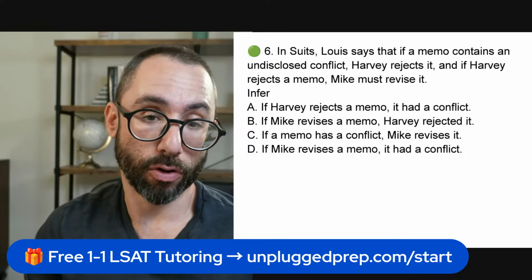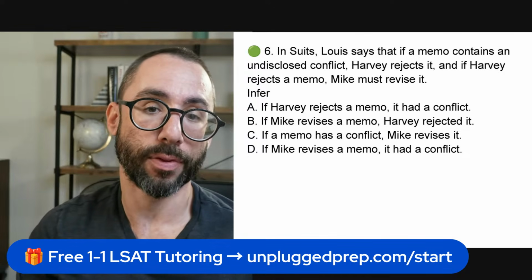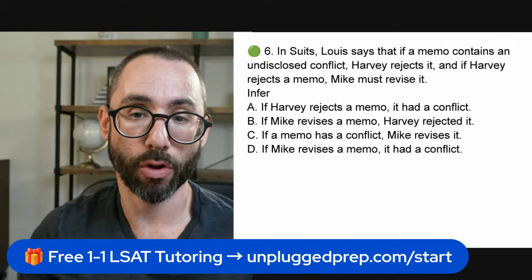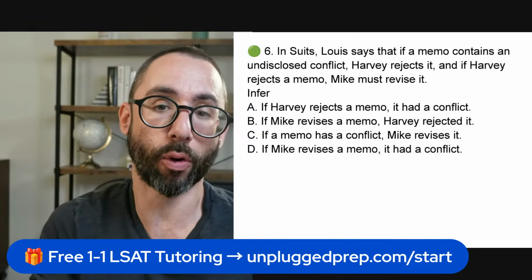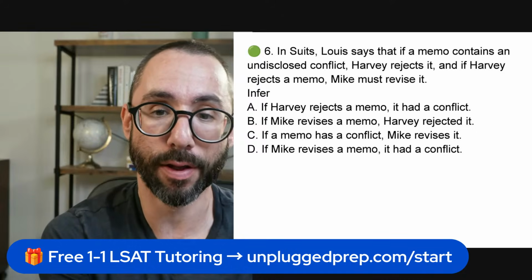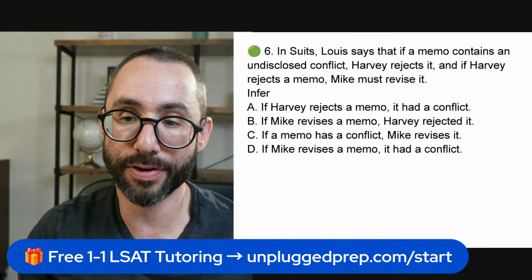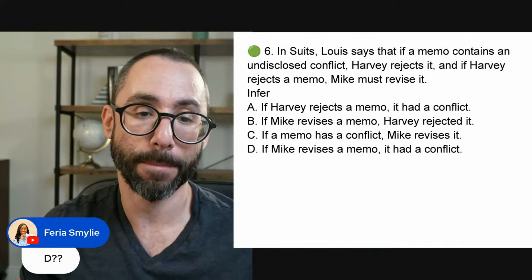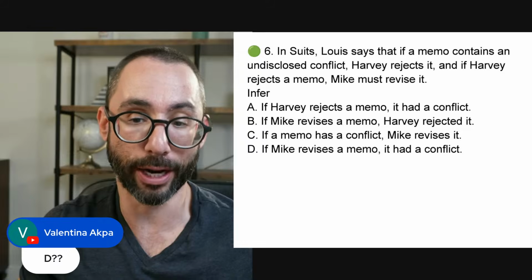So in this stimulus, in the original statement, we have if memo has a conflict or undisclosed conflict, Harvey rejects. If Harvey rejects, Mike revises. Therefore, if we have an undisclosed conflict, then Mike must revise it. So out of the options here, D as in delta is the best fit, matching the directionality of the conditional statements.